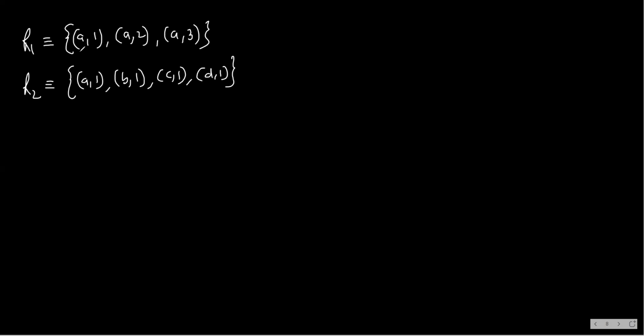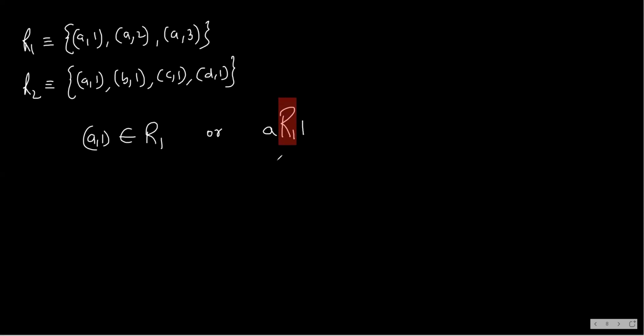Look at the element A, 1. A, 1 is a member, an element of R1. So here we can say that A, 1 belongs to R1. This is one way of writing it. Or we can simply say A R1 1. See what I'm writing: I'm writing A, then R1 in between A and 1, which are the two components.